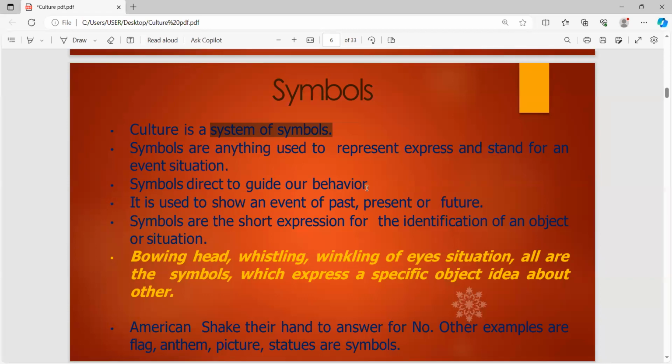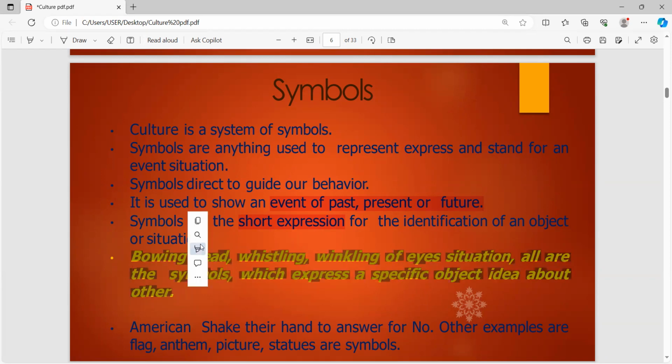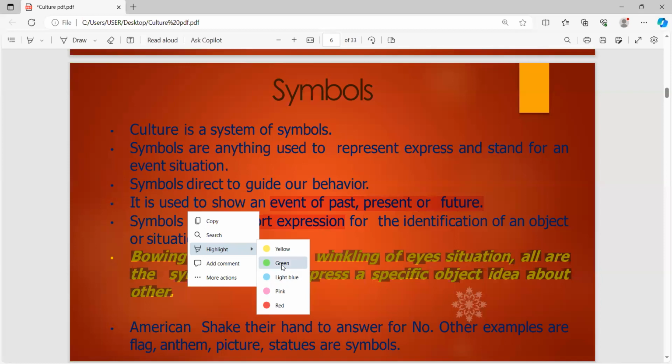The symbols direct and guide our behavior. Or else they can show an event of the past, present, or future. Different types of symbols can be there. Either they will guide behaviors, or it can be an event of past, present, and future, or anything which represents or expresses an event or situation. These are short expressions for the identification of an object or a situation. So these are some good examples of unique symbols for different cultures.